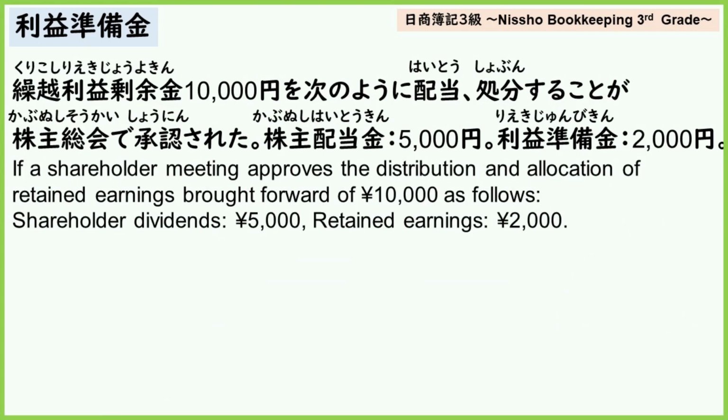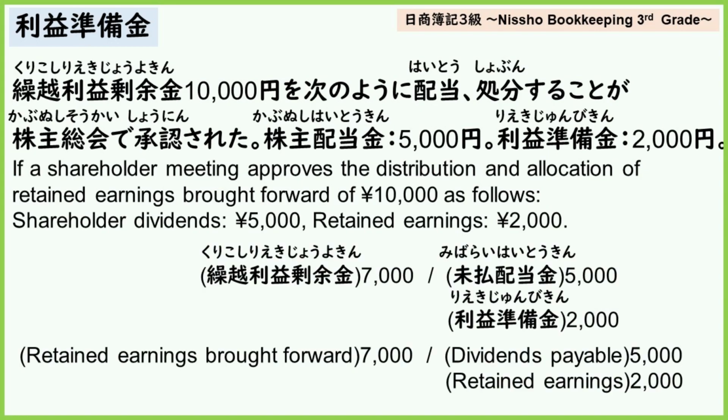If a shareholder meeting approves the distribution and allocation of retained earnings brought forward of 10,000 yen as follows. Shareholder dividends, 5,000 yen, retained earnings, 2,000 yen. The journal entry is, debit, retained earnings brought forward 7,000. Credit, dividends payable 5,000, retained earnings 2,000. Shareholder dividends are decided for distribution but not yet paid out, thus, they are recorded under liabilities as dividends payable.